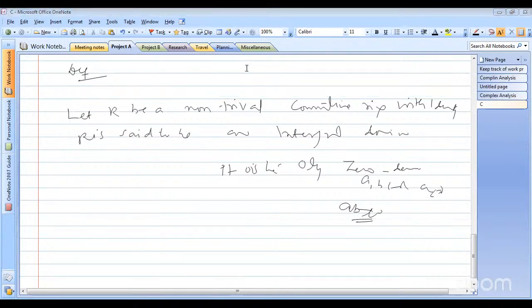You must already know that a finite integral domain is a field. The ring of integers is an integral domain which is not a field. So therefore, we take one example for this problem.